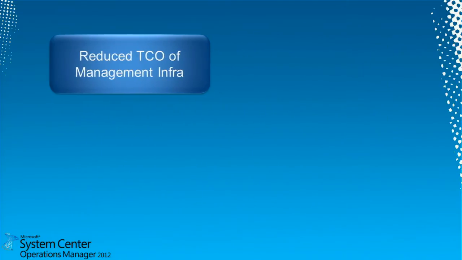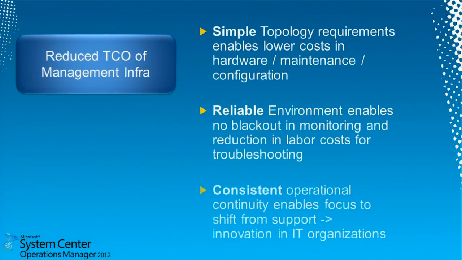All right, so let's go through the first one. I think this was you. Yeah, thanks, Jason. So reduce TCO management infrastructure. So we all want to do that. We all want to reduce the cost of deploying our infrastructure. We want to make it easier, more simple to be able to manage as well. So simplifying the topology elements is a key aim of 2012. You know, lowering that hardware cost, lowering that maintenance cost, lowering the cost of having to configure the product in general. Reliability is another key factor as well.